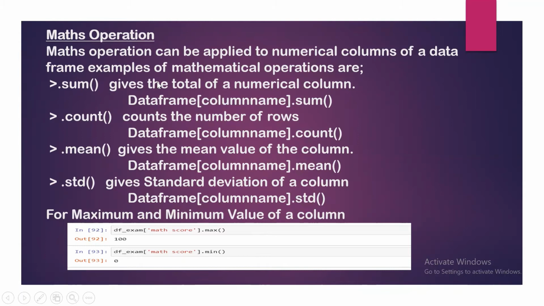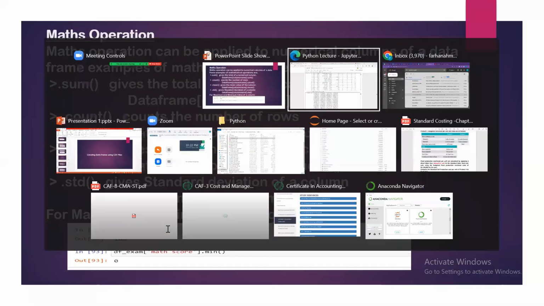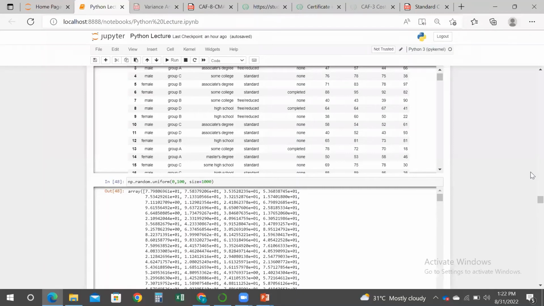So the sum will give me the sum of the column, count will give me the number of values in that column, mean will give me the mean of the values of that column, standard deviation will give me the standard deviation of the values of that column, and max and min will give me the maximum and minimum value of the specified column. So let's quickly see how we can apply these math operations to the desired column.